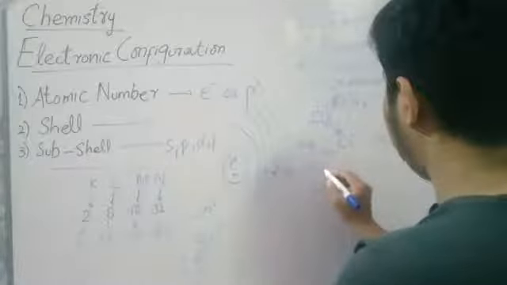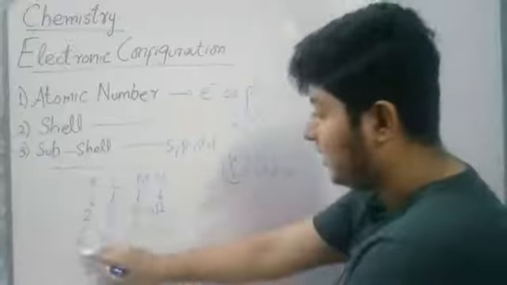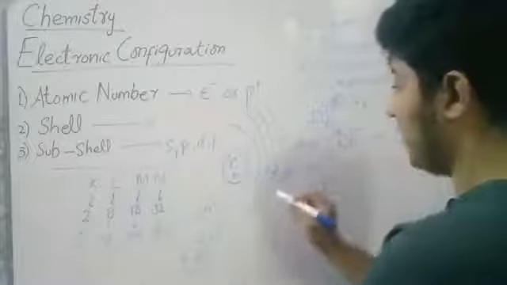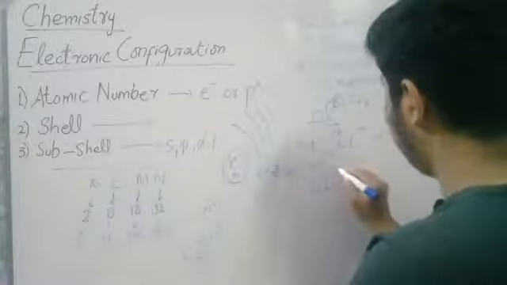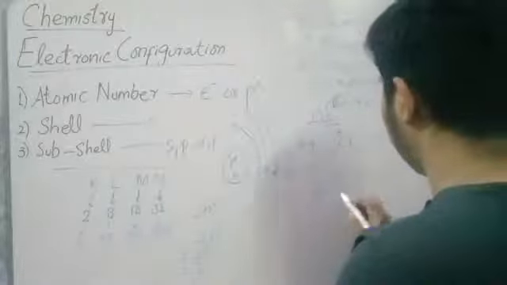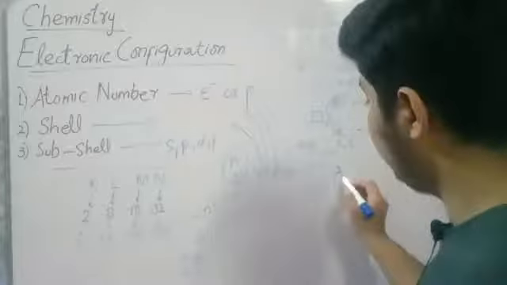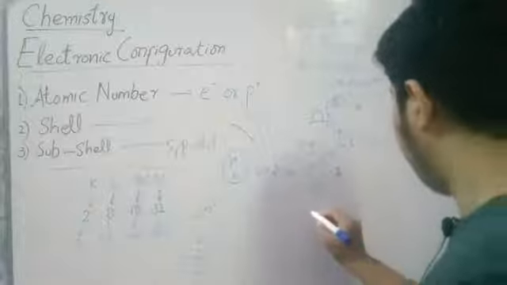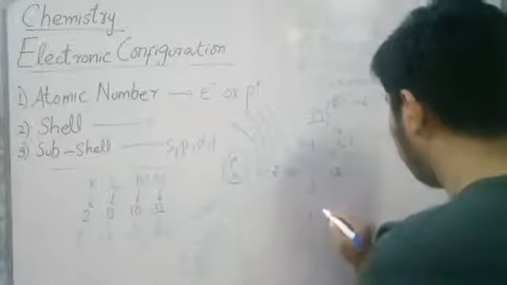Here n is the number of the shell, the first shell, 1, multiplied by the number of subshells. The K shell contains only the S subshell, so this will be 1s. The S subshell can accommodate 2 electrons, so the number of electrons in it will be 2. So this will be 1s2.